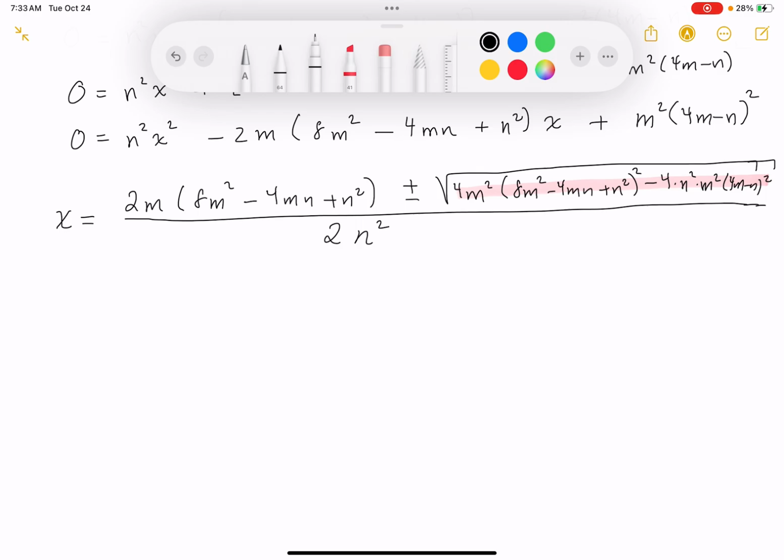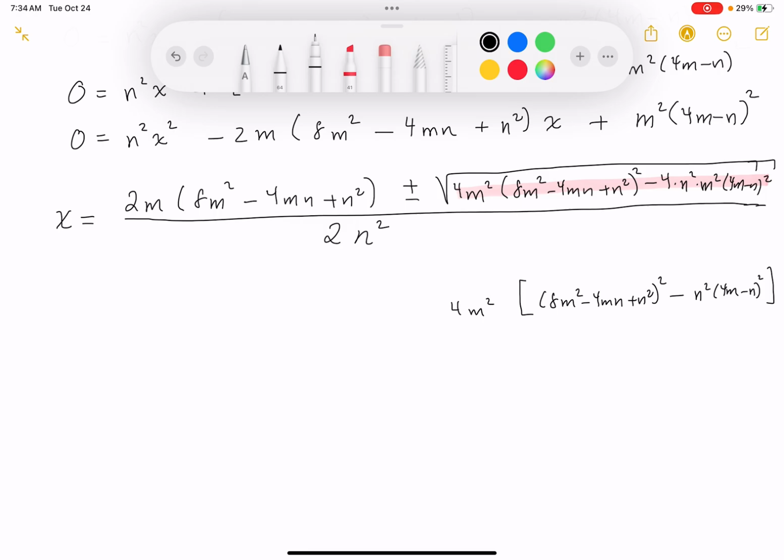All right? So the first thing I'm going to do is, I've got to square it, though, don't I? Looking for something simple to do. Well, the first thing I'm going to do is just factor out 4m squared. And what would you get there? 8m squared minus 4mn plus n squared, squared, minus n squared 4m minus n squared.